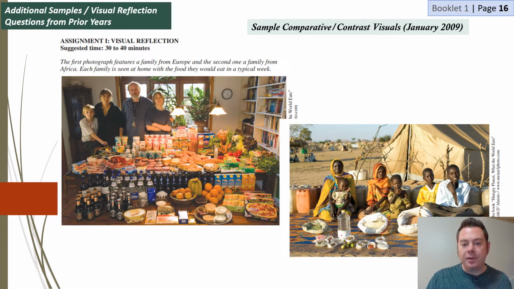So here we have an example of a comparative or contrast set of visuals. This is from January 2009's diploma exam. And you can see that we've got here a little contextual assistance for you. It says the first photograph features a family from Europe and the second one a family from Africa. Each family is seen at home with the food they would eat in a typical week. You've got all this stuff going on with this family, and then you've got this food here for the second family. So take a quick second here, consider what possible topics might jump out at you, and then we will point out some of them together.